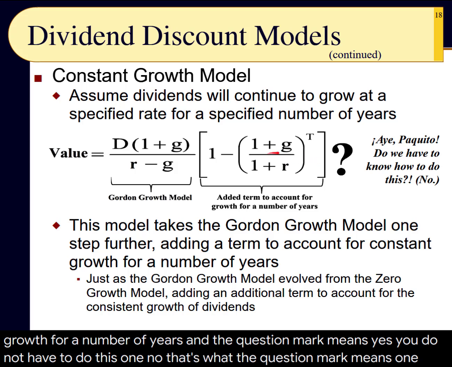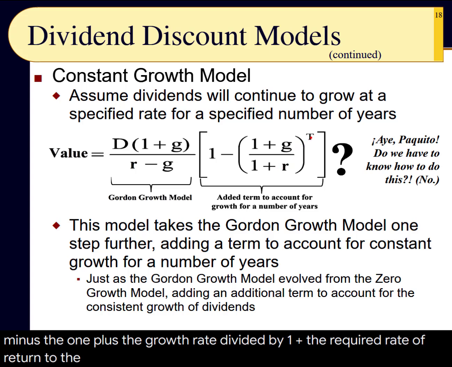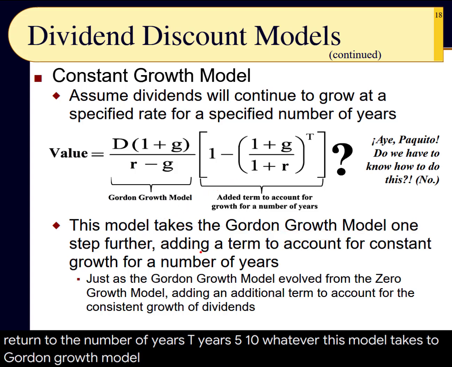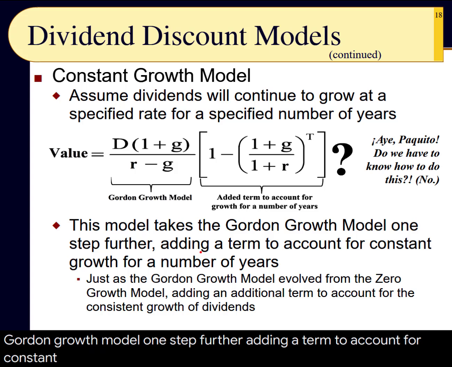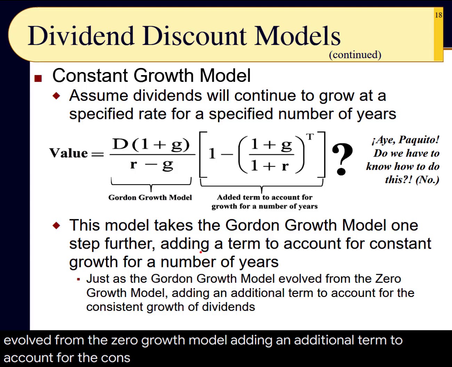1 minus the 1 plus the growth rate divided by 1 plus the required rate of return to the number of years, T years, 5, 10, whatever. This model takes the Gordon growth model one step further, adding a term to account for constant growth for a number of years, just as the Gordon growth model evolved from the zero growth model, adding an additional term to account for the consistent growth of dividends.